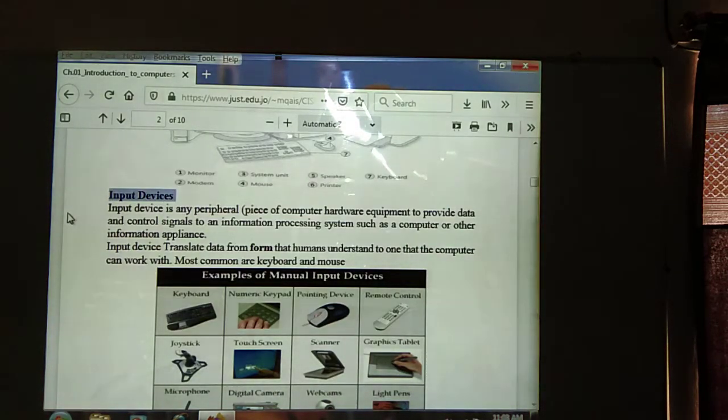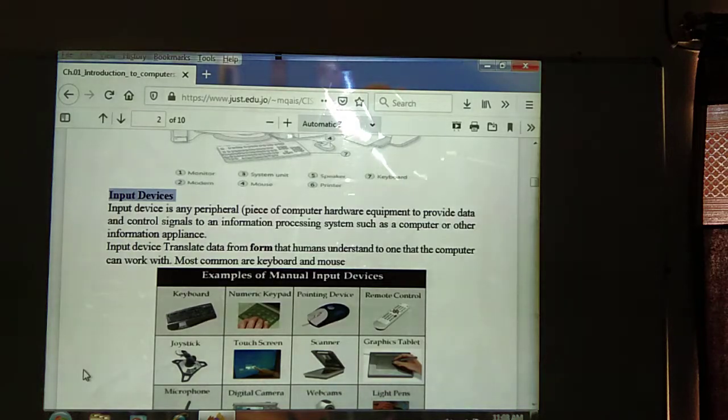Whenever we want to enter data into the system, we must require an input device. Suppose we are using Android mobiles. How to input the data? Through touch screen only. By touching the screen only we are going to be operating our mobile.